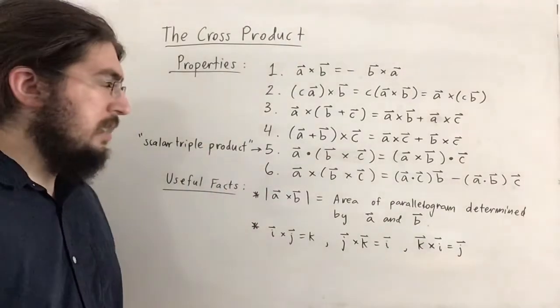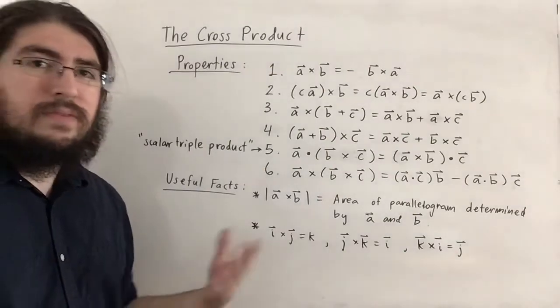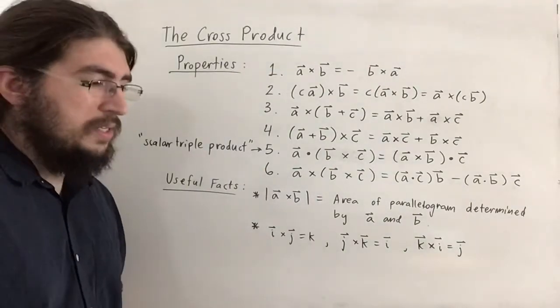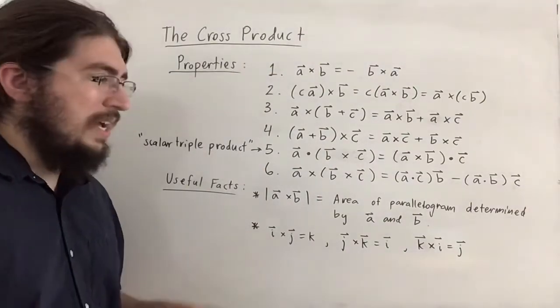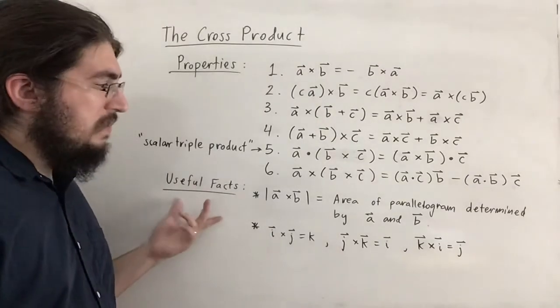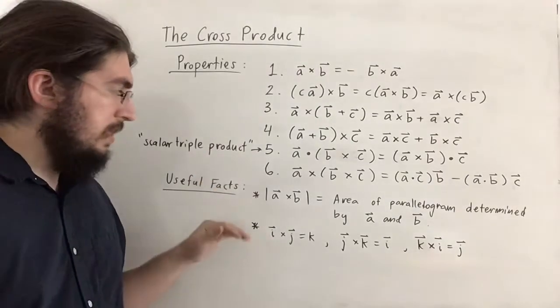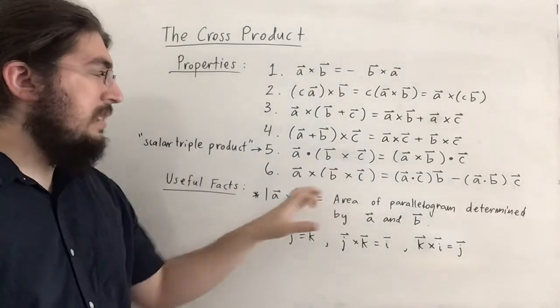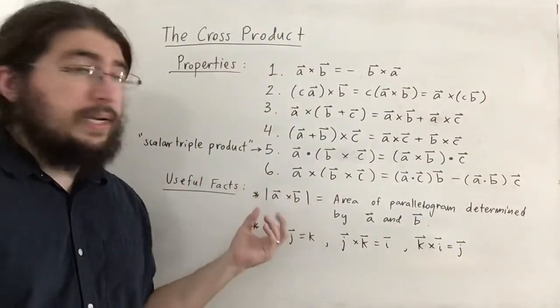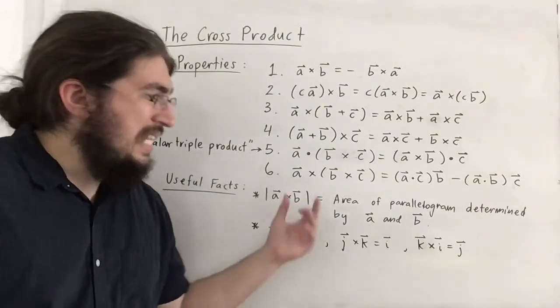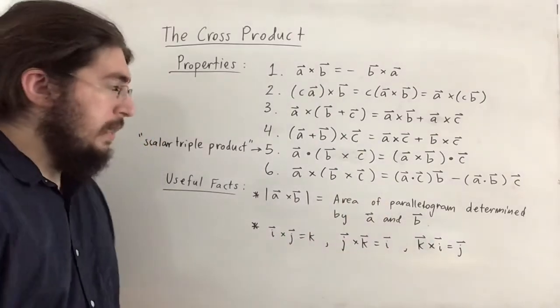It just takes a little bit of time, and I would love to do it, but the video would just be too long, which I know sounds like an excuse, but it's not. And now for these facts, I'll discuss each of these in order. So the first one says that the length of the cross product, the magnitude of the cross product of A and B, is the area of the parallelogram determined by A and B.